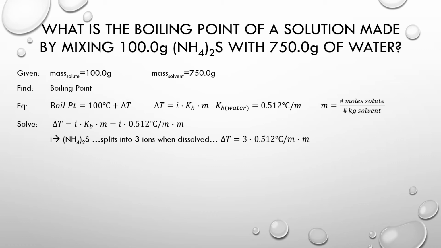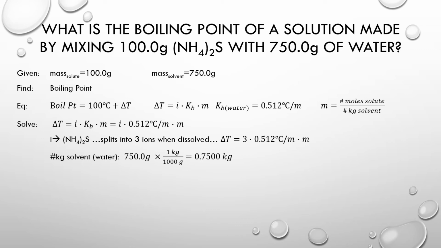Remember, the answer can be 1 if you're dealing with something that's covalent. So we have 3 ions, 2 of the NH4 and 1 of the S. So now it's 3 times 0.512. We're still waiting on molality. So to determine molality, we need moles of solute and kilograms of solvent. Kilograms of solvent is the easier one.